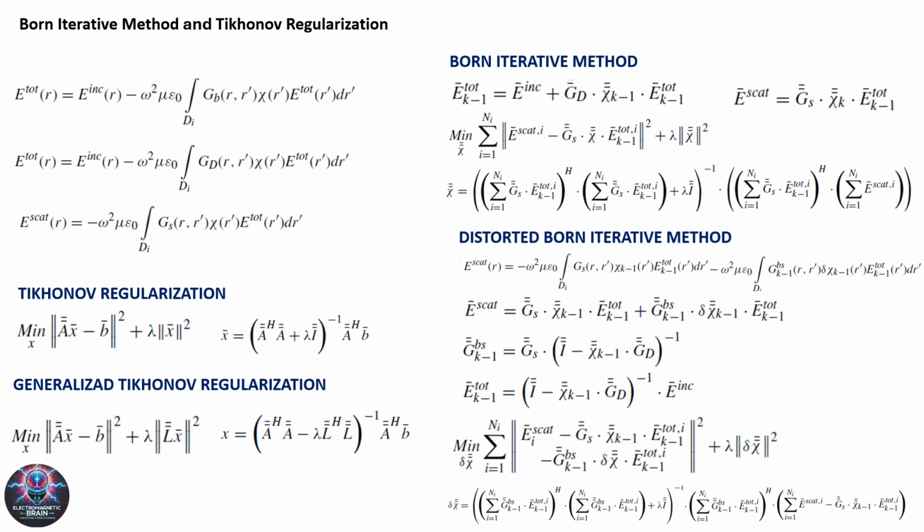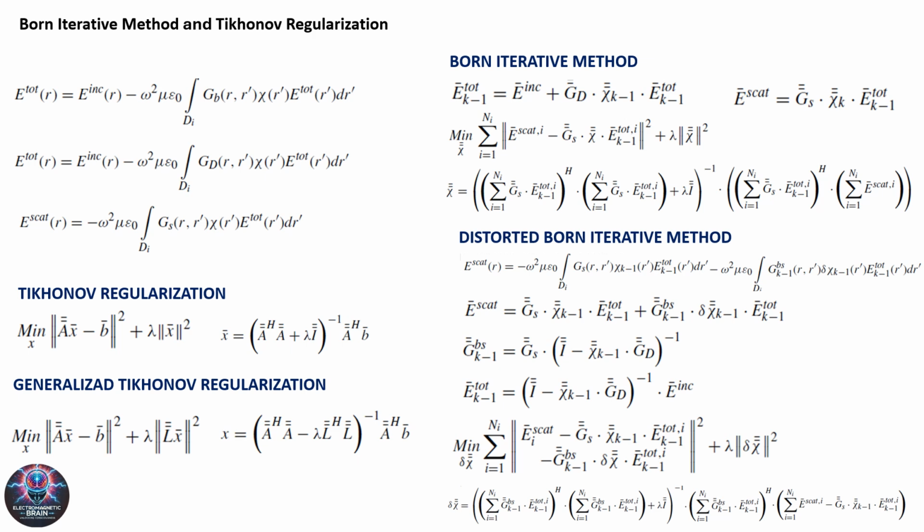On the left side of the slide, we briefly discuss two important iterative methods used in electromagnetic imaging, the Born iterative method, BIM, and the distorted Born iterative method, DBIM. BIM uses the Born approximation at each iteration.